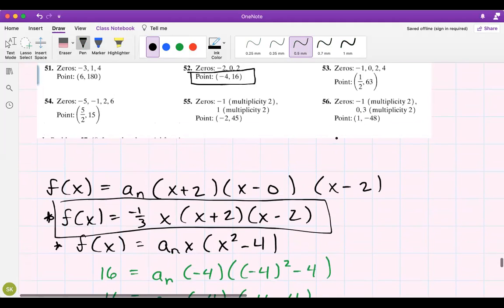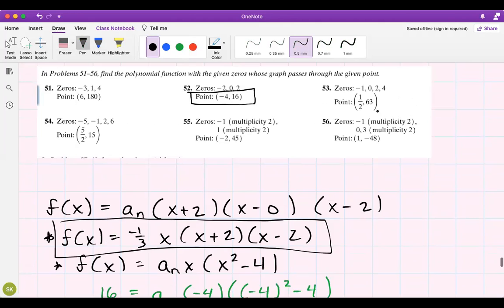The other problems are similar. Like on number 56, you can see you're going to have these 3 zeros, and they all have multiplicity of 2. You would do something similar to this one. So you're going to have 3 zeros, so you'd have these 3 linear terms. You'd put 2, 2, and 2 here, and then you would need to figure out a sub n. To do that, you would plug in 1 for x and get negative 48 on this side.